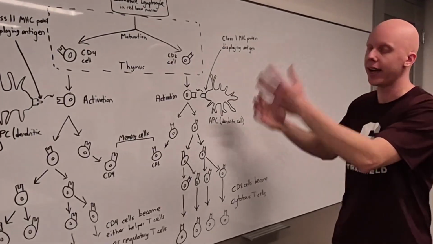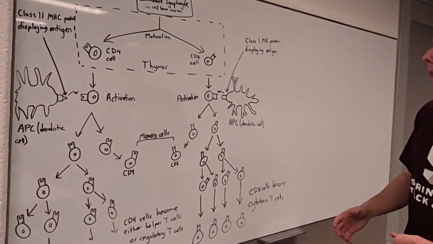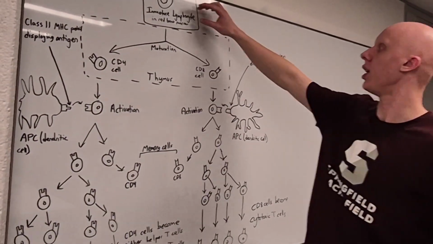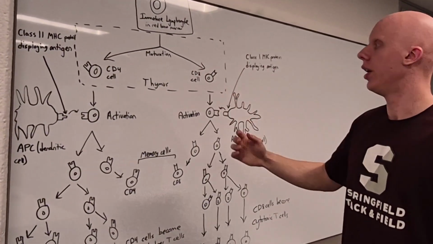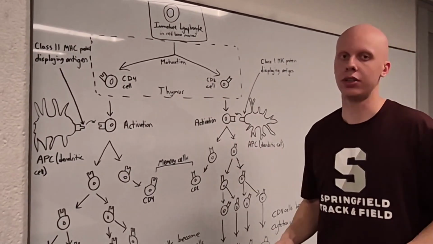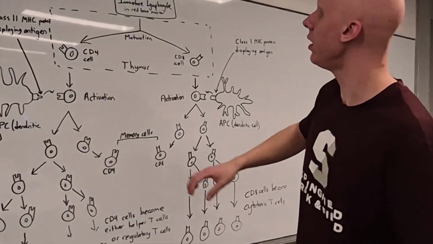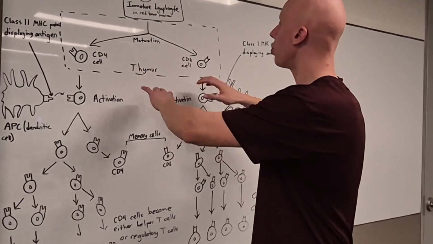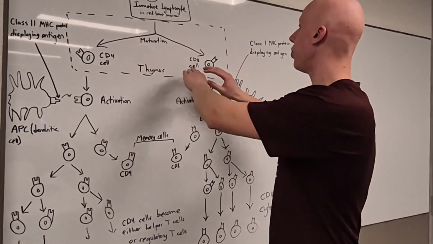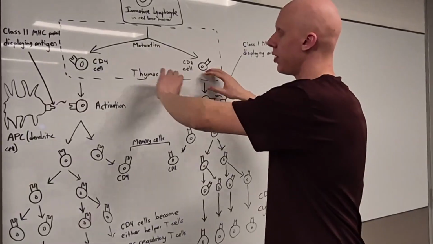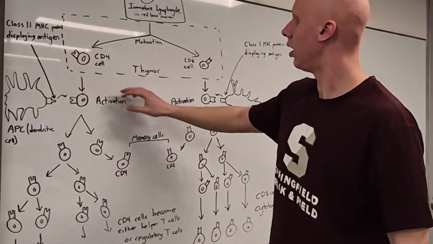This is the diagram of how T cells work. Okay, so you start out with your immature lymphocyte in the red bone marrow. You undergo maturation of T cells in the thymus. And then in the thymus, you create CD4 cells and you create CD8 cells. These are the different types of T cells.